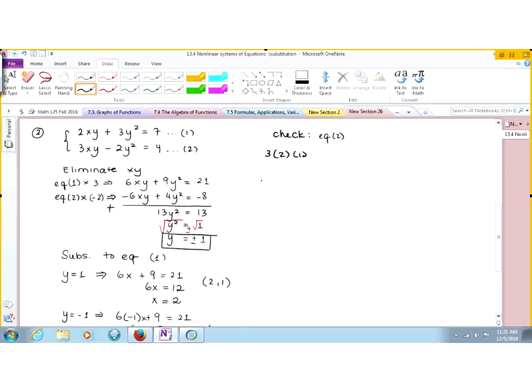So what's the x, 2, 1? You're checking 2, 1. So 3 times 2 times 1 minus 2 times 2. Is it equal to 4? Yes or no? Did I do it wrong? Oh, minus 2 times 1. Sorry. y is 1. True? So 2, 1 is the solution.